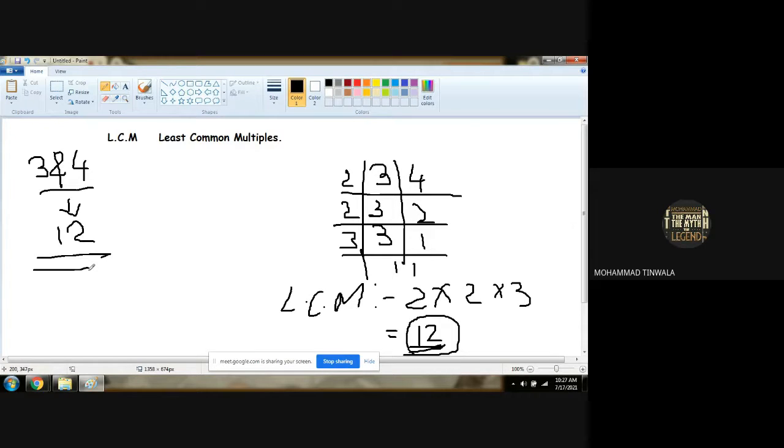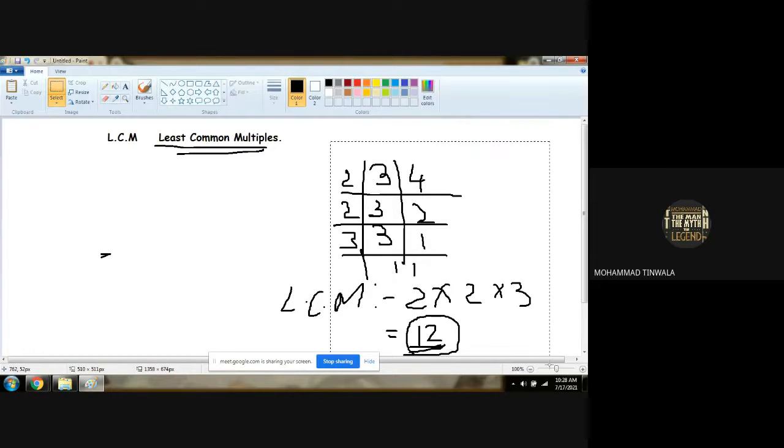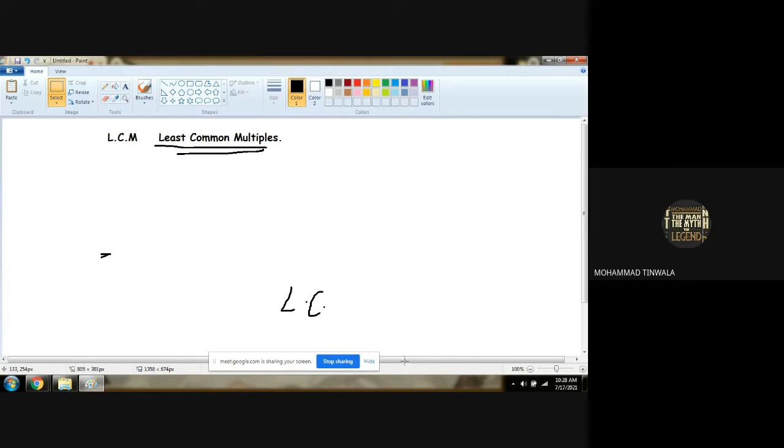Is that the correct answer? Have you all understood this? If I say 24 and 90, chalo, the last example of this chapter. 24 and 90. So what will we do? The LCM of 24 and 90.